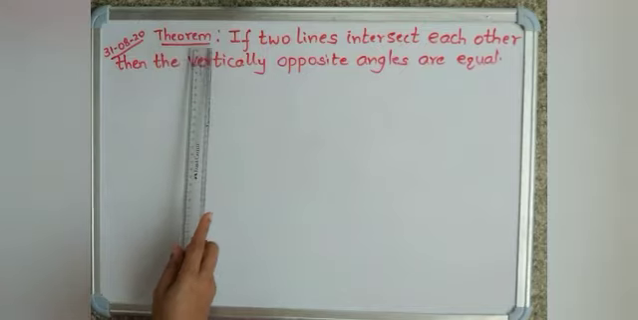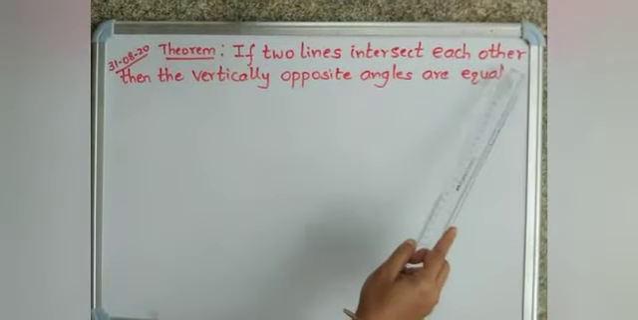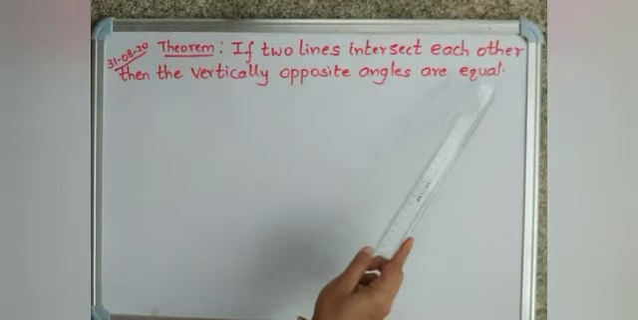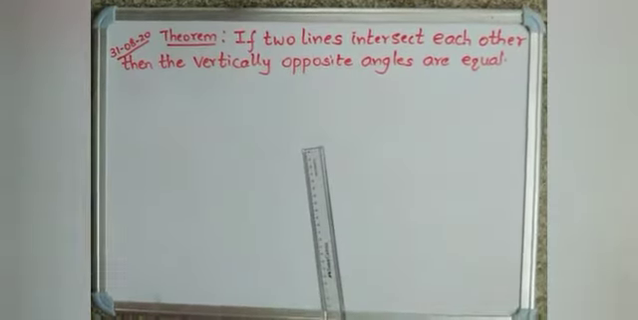Let us continue the chapter number 3, lines and angles. Let's prove the theorem. If two lines intersect each other, then the vertically opposite angles are equal. Now what are the steps, children, to prove the theorem?